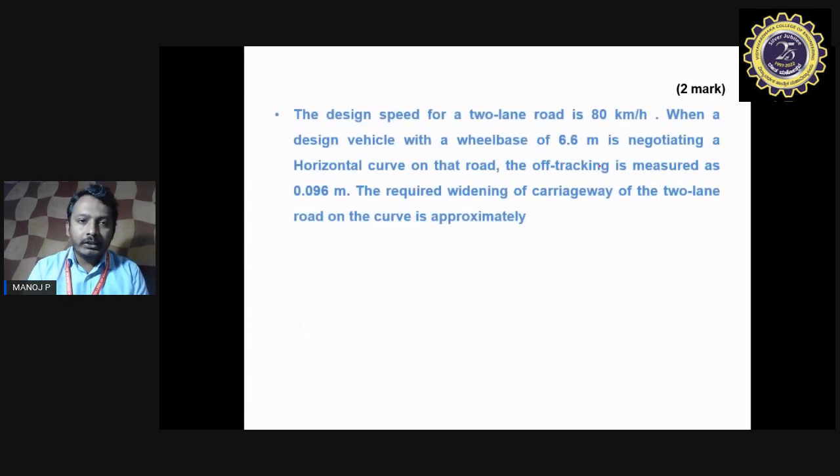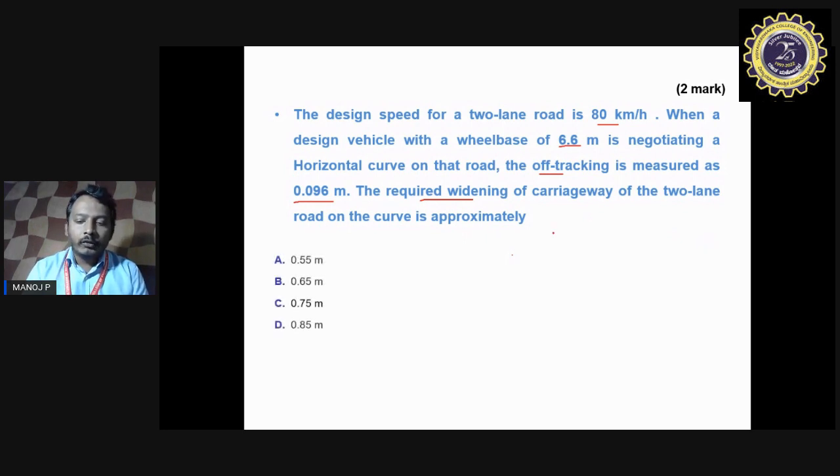Based on that equation, you may have numerical problems, and that will be asked for 2 marks. The design speed of a two-lane road is 80 kilometer per hour. When a design vehicle with a wheelbase of 6.6 meter is negotiating a horizontal curve on that road, the off tracking is measured as 0.096 meter. The required widening of the carriageway of the two-lane road on the curve is approximately what? That is nothing but they ask you to calculate the extra widening.